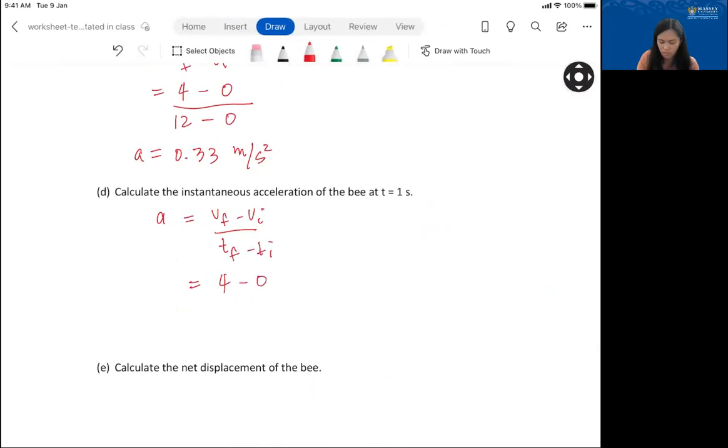Four minus initial is 0. Final is 1 second, because that's where we determined VF from. Okay. VF is 4 meters per second when the time is 1 second. And that's why your TF should be 1 second here. And that gives you 4 meters per second squared for the acceleration, the instantaneous acceleration. Okay.